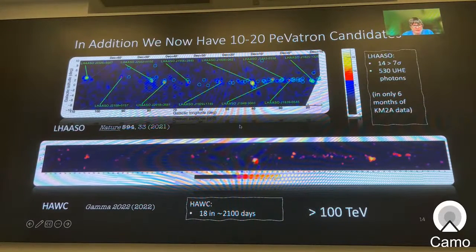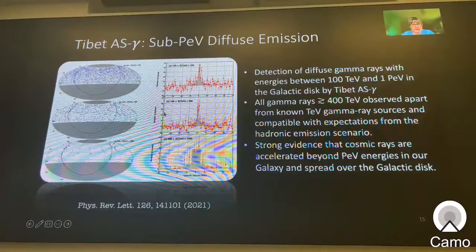HAWC, on the other hand, started showing results this year, where they now reported 80 sources and more than 2,000 days of data above 100 TeV. That's up from 3 sources that were reported in 2020. All right, so interesting stuff.